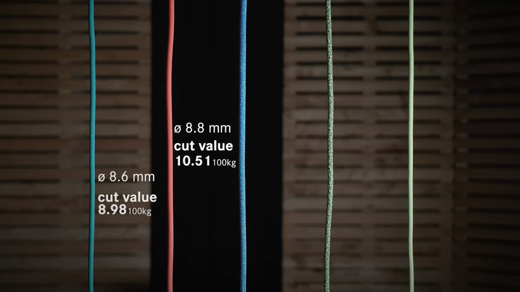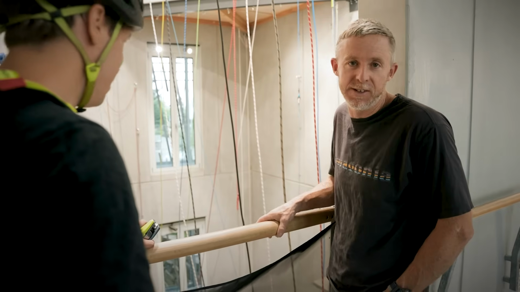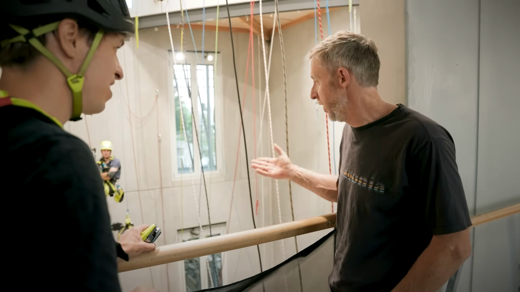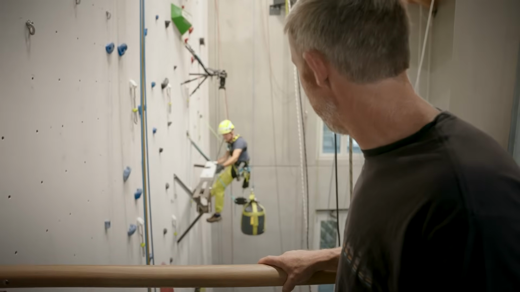with a cutting load. For the test specimens, we used 5 ropes: an 8.6 millimeter, an 8.8, a 9.8 mil, and then an 8.9 millimeter rope optimized for its cut value, as well as Tommy's favorite 6 millimeter cord. Apart from the 6 mil, all are dynamic single ropes. I feel like this is a good replication of what could happen out climbing. It looks pretty sharp, but the angle doesn't seem so severe.